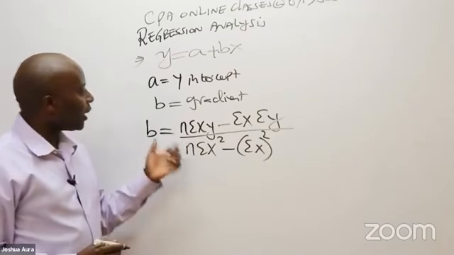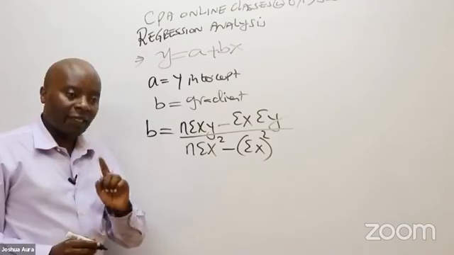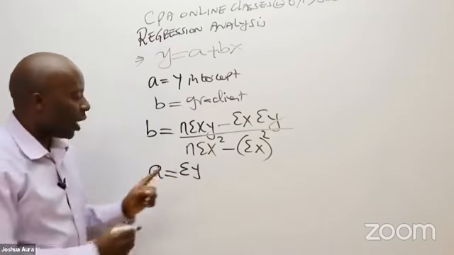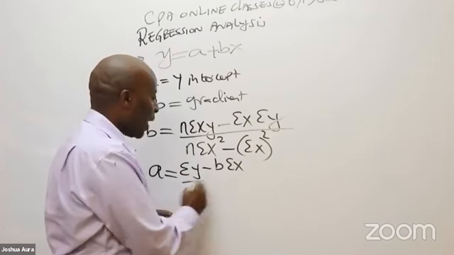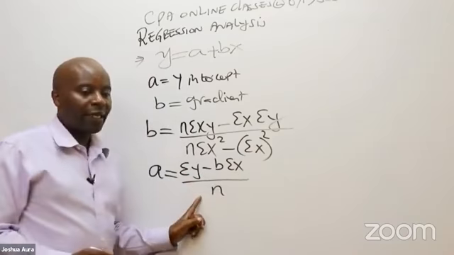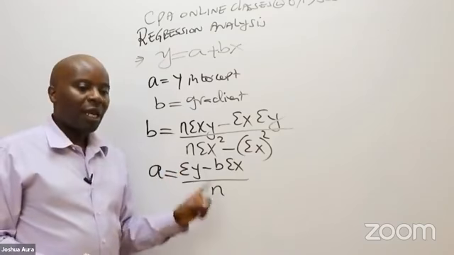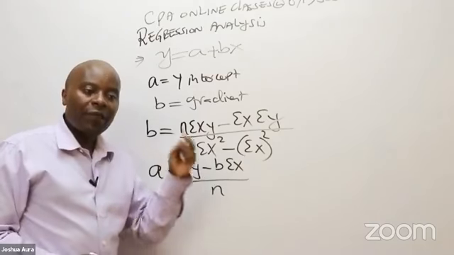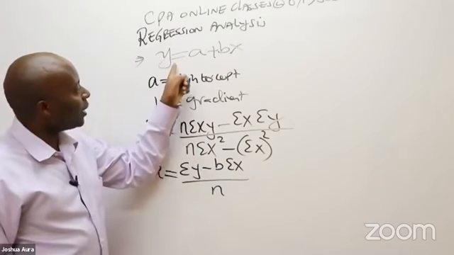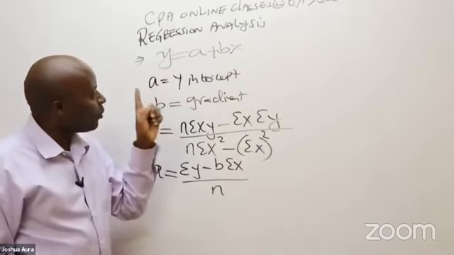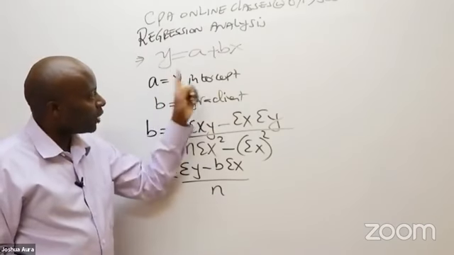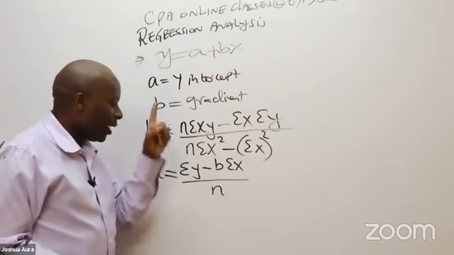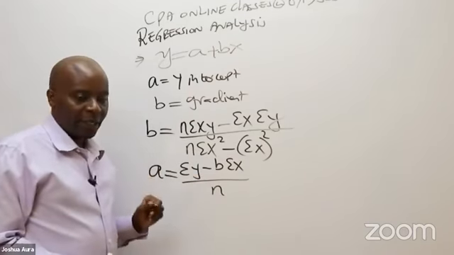Once we get the gradient, then to get the y-intercept is quite an easy thing. The y-intercept, which is our A, is obtained by taking summation of y minus b summations of x, all over n. So what are we learning here, ladies and gentlemen? That if it's simple regression, the one that is used to ascertain this kind of a function, we must first of all get the gradient, because we need the gradient in ascertainment of A.